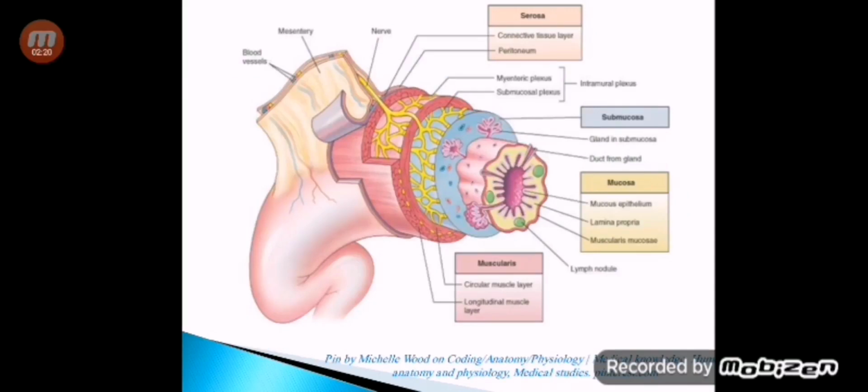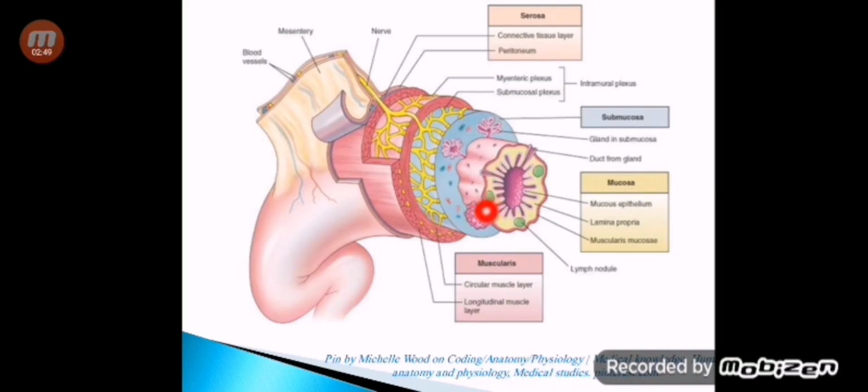This picture shows the 4 layers of the GIT. The first layer is the mucosa, which is subdivided into lining epithelium. Each segment in the GIT has its own characteristic lining epithelium. Below it, we can see the lamina propria, composed of a thin, loose layer of connective tissue containing small blood vessels, nerves, and lymphocytes, either randomly distributed or in the form of lymph nodules.